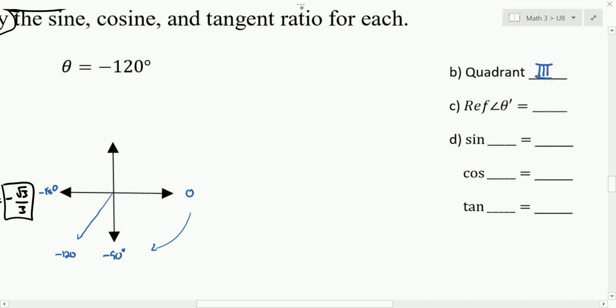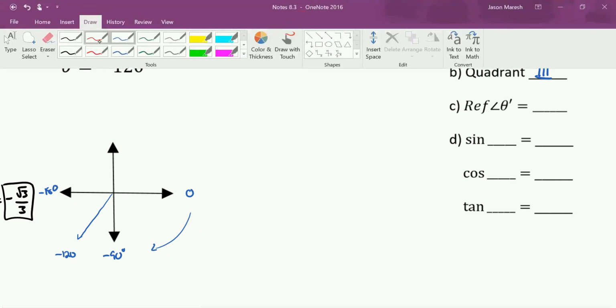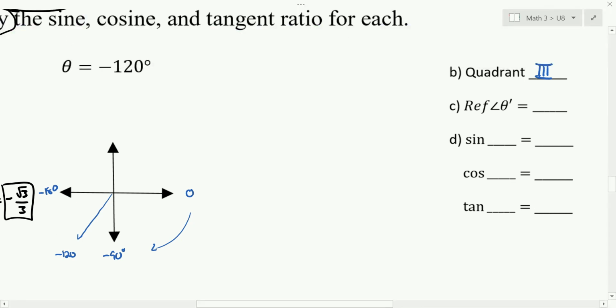Seth, what'd you get for the reference angle? 60, good, because you're subtracting negative 120 and 180. You're getting the positive difference between those two. Right in here, 60 degrees.